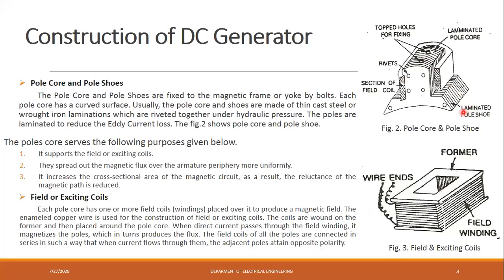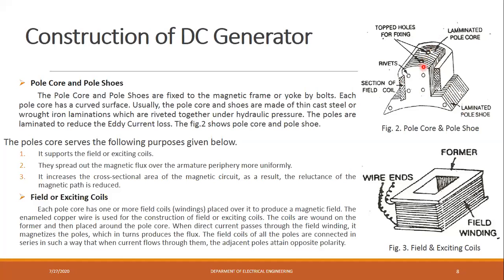Also there are laminated pole shoes. Okay, so these pole shoes are laminated. Why? Because to reduce the eddy current losses. So again we will see about eddy current losses, and why it is laminated, in the losses section. We will see that one also.